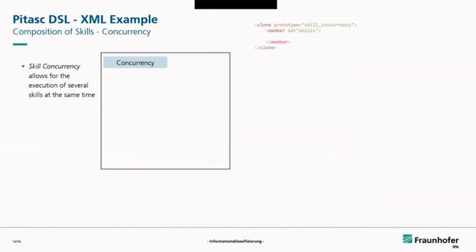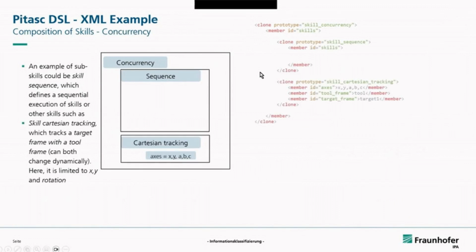Let me show you how to create such a skill on the XML level that I showed you here. So we can start with a skill concurrency, which allows for the execution of several skills in parallel to each other. Let's start with a skill sequence, which executes skills in a sequence, and in parallel to it, a skill Cartesian tracking, which tracks with a robot tool a target frame in certain axes. Here we limit the movement to X, Y, and the rotational axis A, B, C.